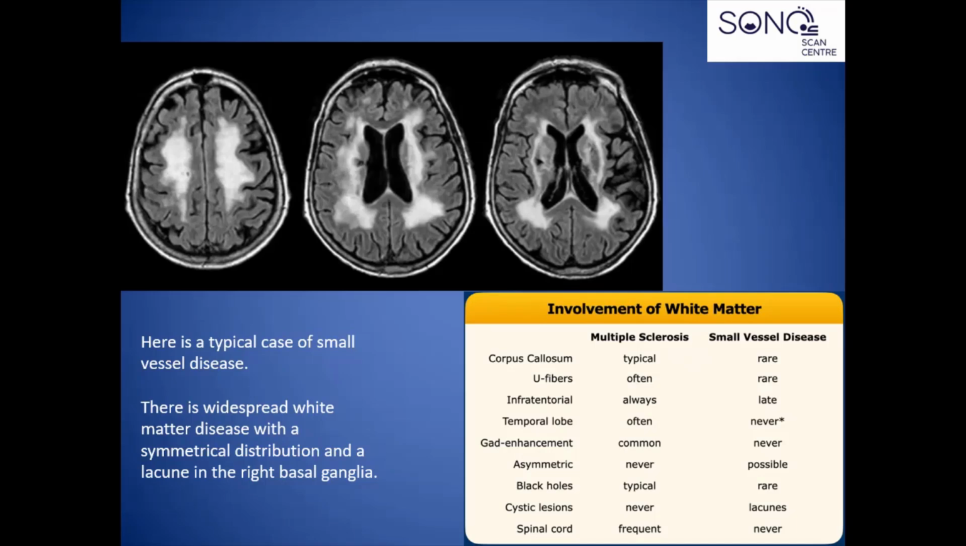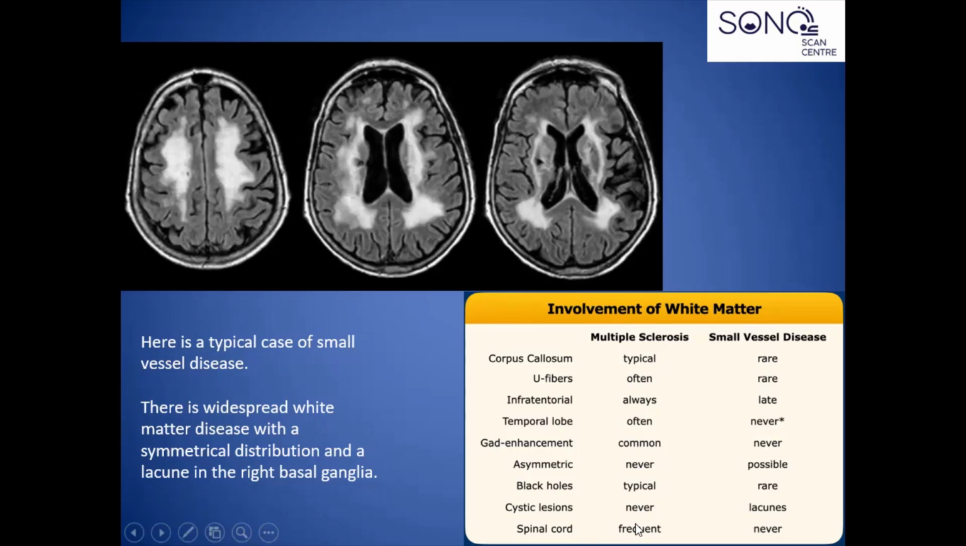Supratentorial and infratentorial lesions we see in MS, but small vessel ischemic changes have no role in the infratentorial region, maybe in later stages. Enhancement pattern: in MS, sometimes we see enhancement, but in small vessel ischemic changes, never. There is no role for contrast enhancement in the ischemic area. SVDs are mostly symmetrical, but multiple sclerosis is not like that. It is asymmetrical. And black holes are typical in multiple sclerosis, but rare in SVDs.